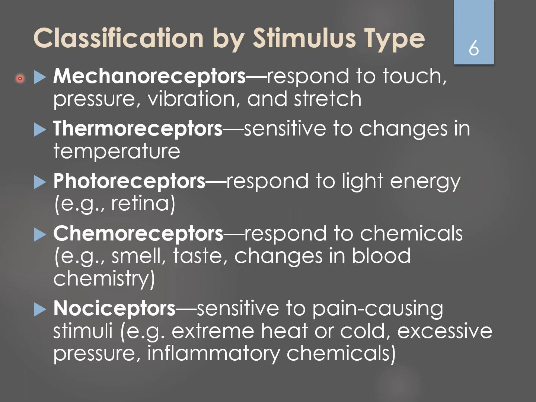Mechanoreceptors are receptors that respond to the mechanics of touch, pressure, vibration, stretch, etc. Thermoreceptors detect temperature changes. Photoreceptors respond to light energy. That's what your eye is using. Chemoreceptors respond to chemical changes. That's why you have smell, that's why you have taste, and they also pick up changes in blood chemistry. Then we have nociceptors. Nociceptors are sensitive to anything that causes pain.